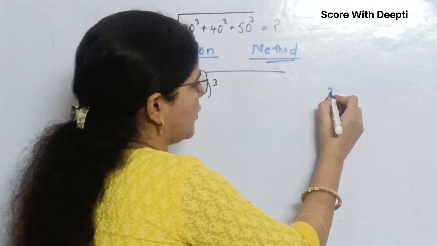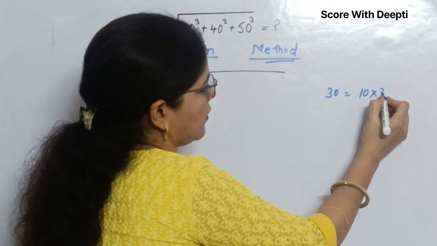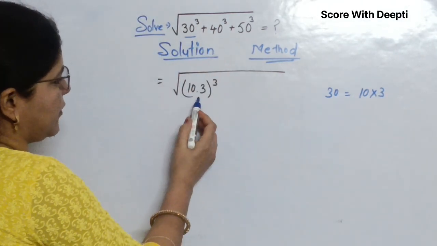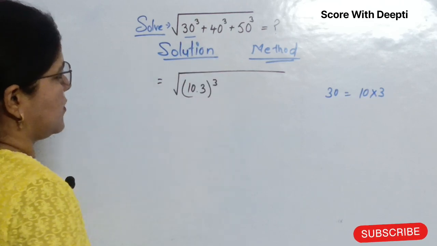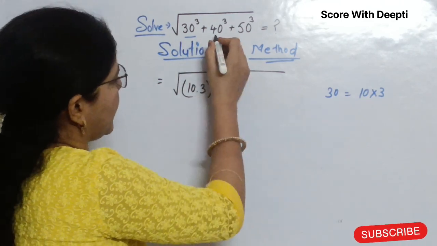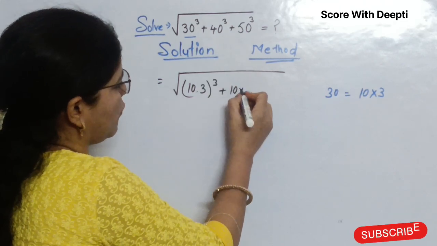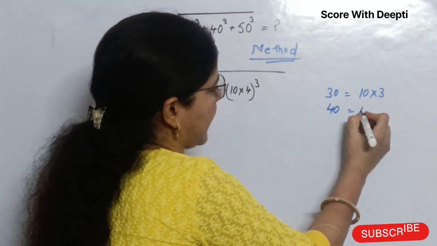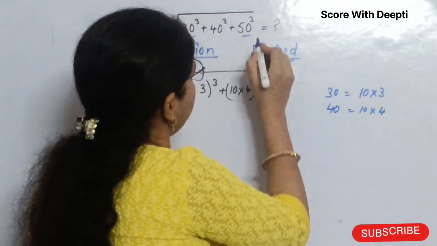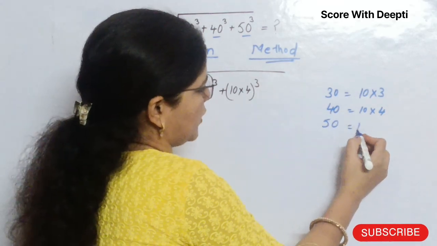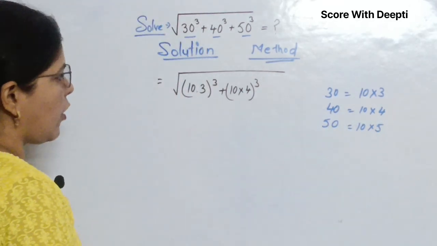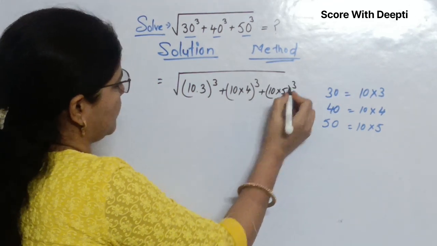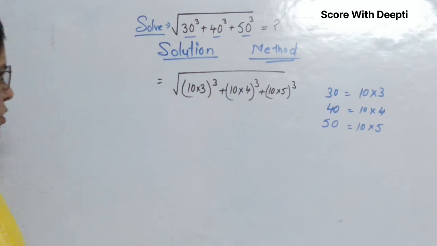Means 30 equal to 10 times 3. Now in place of 30, we will write 10 into 3 whole cube as it is. Plus, in place of 40, we will write 10 into 4 whole cube, since 40 equals 10 into 4. Next, 50 equals 10 into 5, so in place of 50, we will write 10 into 5 whole cube. Here we will write the multiplication sign.